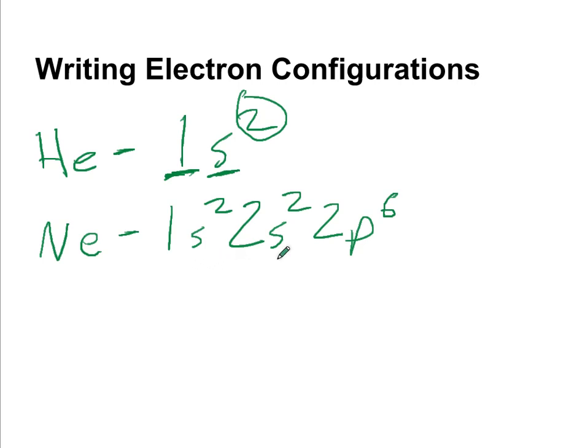A way to check this, we know that neon had 10 electrons. We can add up the exponents and make sure they equal 10. 2 plus 2 is 4, plus 6 is 10. So that's it. That's all we need to do for neon's electron configuration.